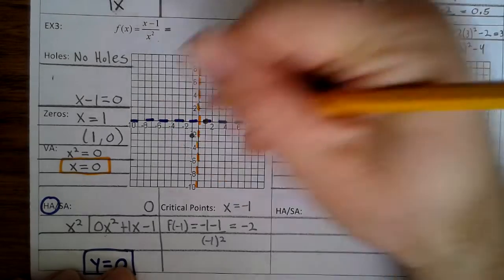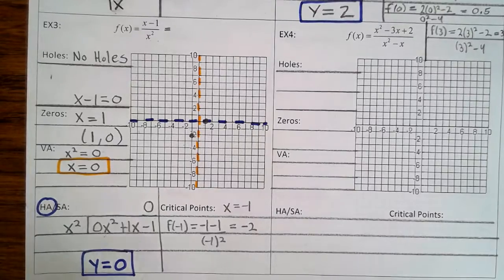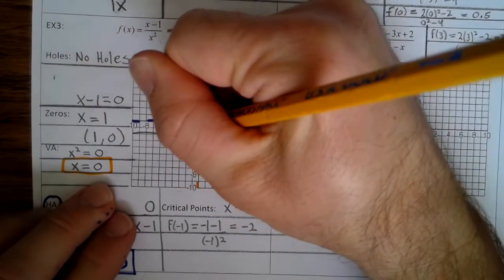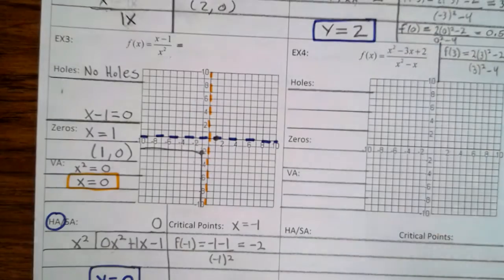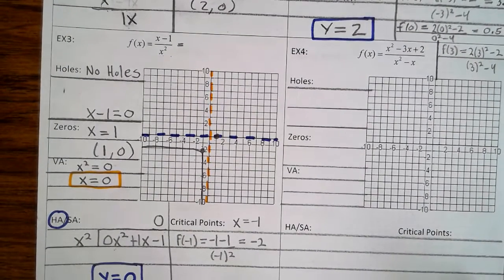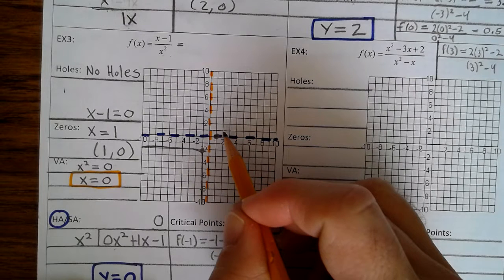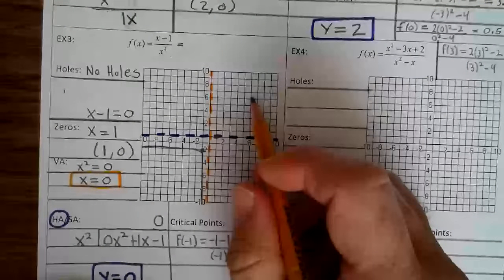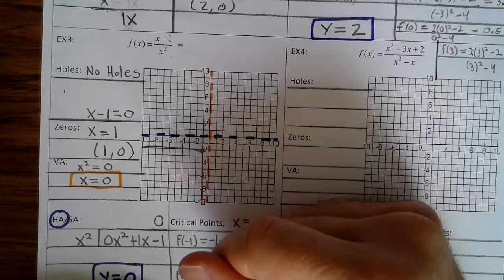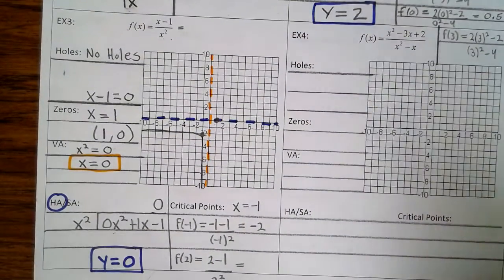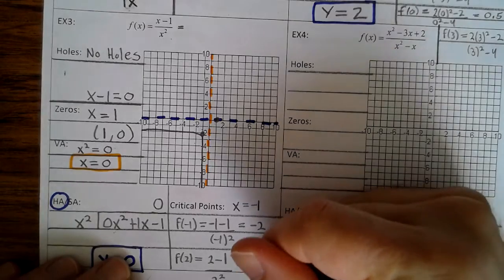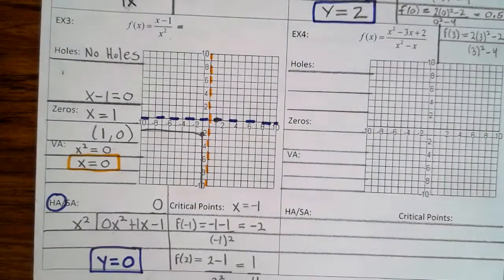Now we already have a point here, but we need to know one more to find out if it's going up or it's going down. So let's use x equals 2. So f of 2 equals 2 minus 1 divided by 2 squared, which equals 1/4. So our point 2, 1/4 is about right there, which tells us that our curve is going up here.